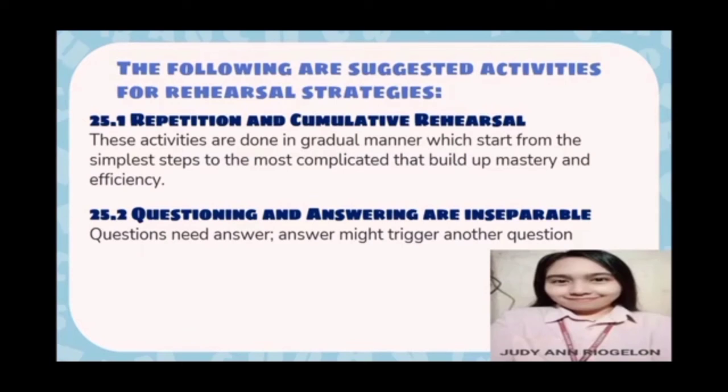It refers to our ability to perform a series of motor movements or a list of words or procedures. These are done from the simplest steps to the most complicated that build up mastery and efficiency. Repetition is the act of repeating, and cumulative is increasing in quantity. For example, when we're going to recite a poem, we read it repeatedly in order to memorize. First, we memorize the first stanza of the poem and add the next set and so on until we are able to memorize the whole poem.